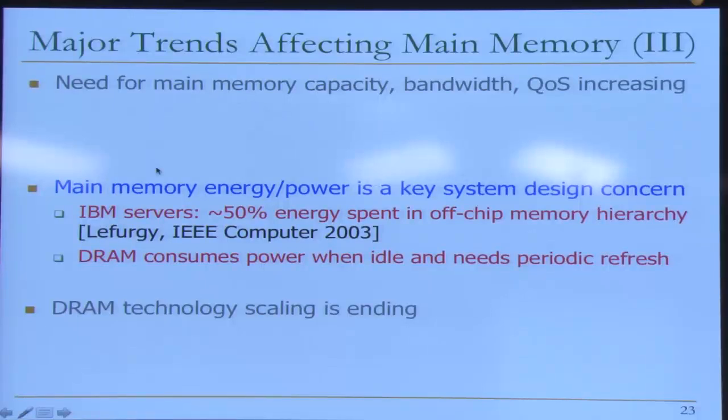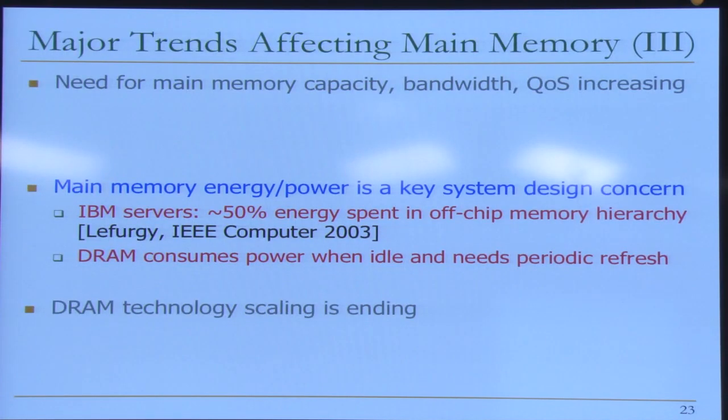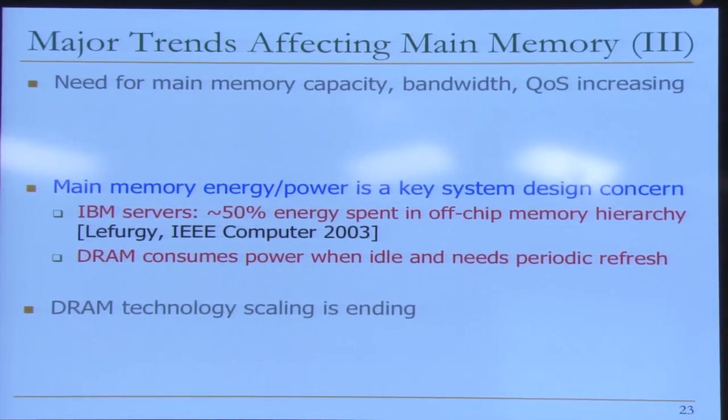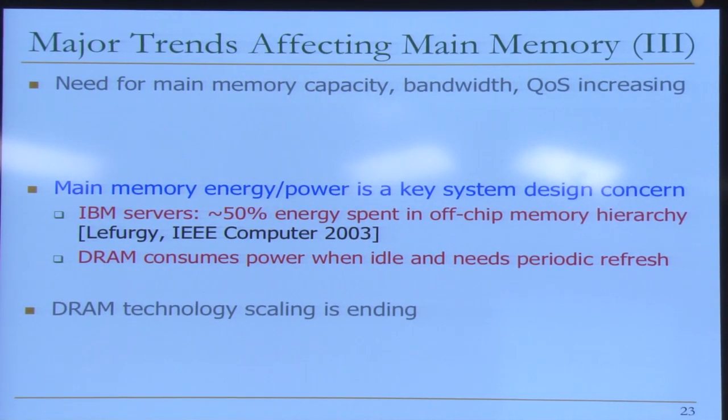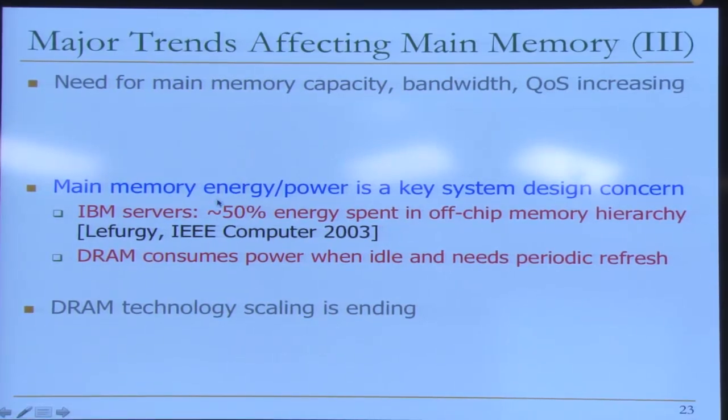The second major trend that's relatively new is that energy and power has become a key system design concern today, which was not true maybe 20 years ago, or maybe even 15 years ago, right? People were designing systems mainly for performance, much less so for energy. And memory actually consumes a lot of the entire system energy. This is a relatively old data point.